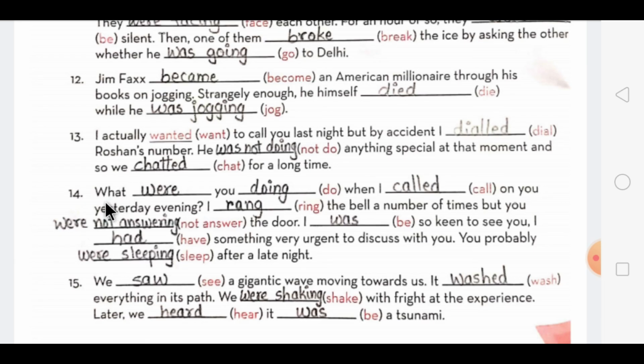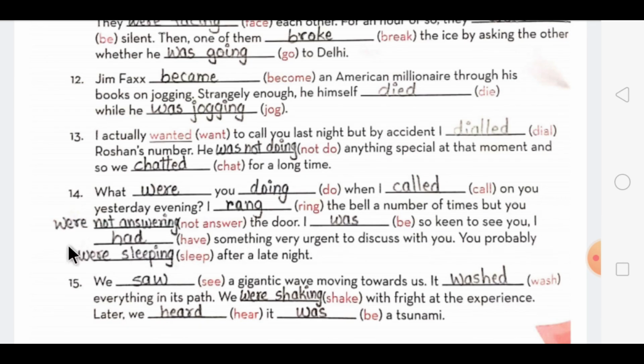Then the 14th one, what were you doing when I called on you yesterday evening? I rang, this is for a short period of time, the bell a number of times, but you were not answering the door. Means this happened for a long time, that is why we used past continuous tense. Again the be verb you have to use. I was so keen to see you. I had, have ka past tense will be had, something very urgent to discuss with you.